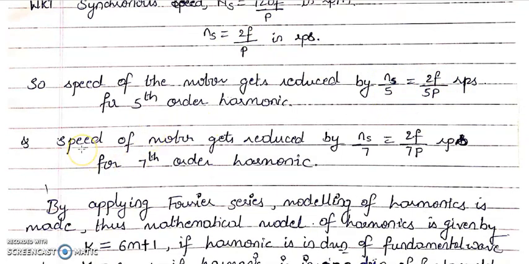Similarly, the seventh harmonic is also getting introduced. If that gets introduced, the speed will get reduced to 1 by 7 of the synchronous speed, that is 2f by 7p rps for the seventh order harmonic. Remember, only the fifth and seventh harmonics are dominant, and the remaining odd harmonics are neglected. It is not that they will not be there; they will be there, but the effect will be very, very less, so we are ignoring them.